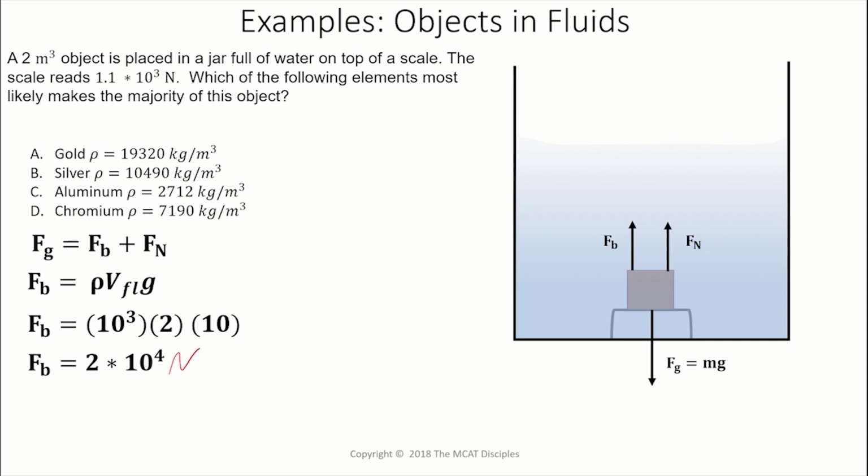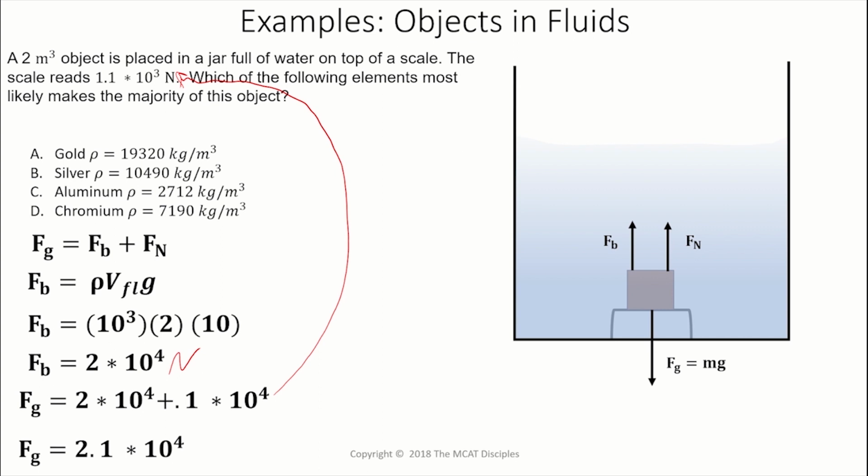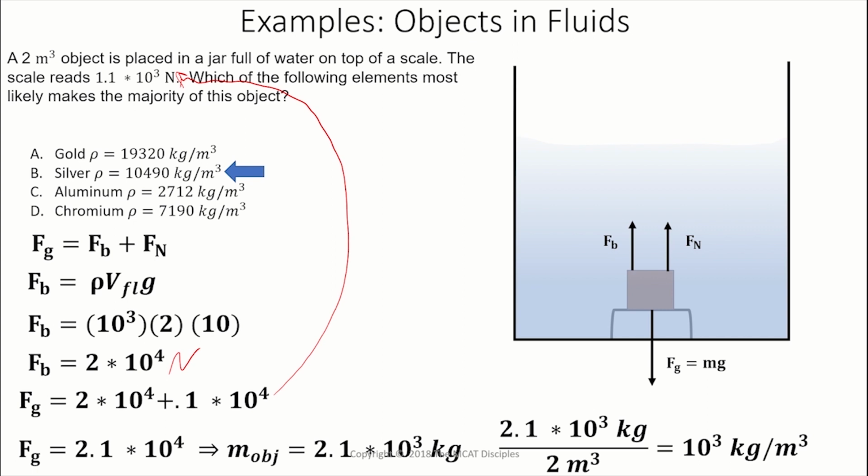Now what we do is we figure out what the force of gravity is, which is mg. So we say that's 2 times 10 to the 4 plus 0.1 times 10 to the 4. Where am I getting that 0.1 times 10 to the 4? Well, that's the normal force, and the normal force is equal to the apparent weight. And so the force of gravity is equal to 2.1 times 10 to the 4, which gives us a mass of 2.1 times 10 to the 3 kilograms, which if you divide that by 2, you essentially get 10 to the 3 kilograms per meter cubed, which is closest to B, silver, that density.